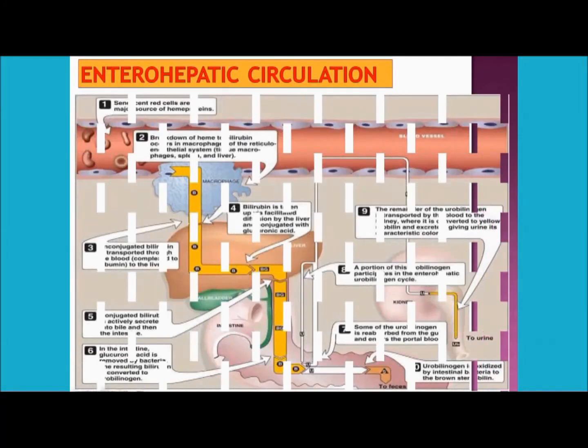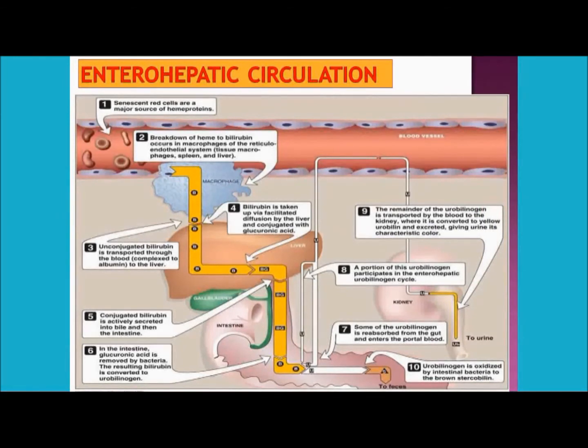What is that? It's a very important part. We are going step by step. So first let's start with step 1. You can see here I have given you 1, 2, 3, 4, 5 like this. The first step is that the senescent red cells are the major source of heme protein. We know that, right? Now the breakdown of the heme to bilirubin, step 2, occurs in the macrophages of the reticuloendothelial cells, right? And once the breakdown takes place, the unconjugated bilirubin is transported through the blood to the liver, right?